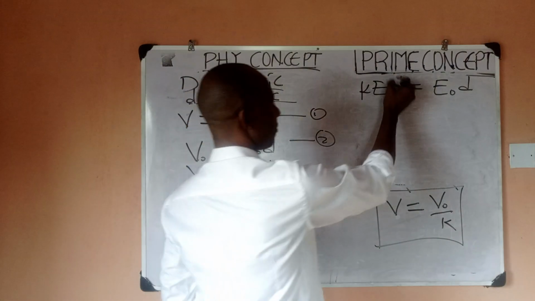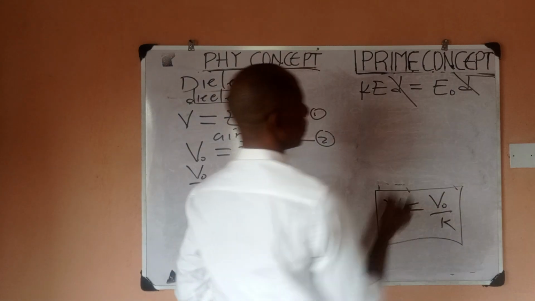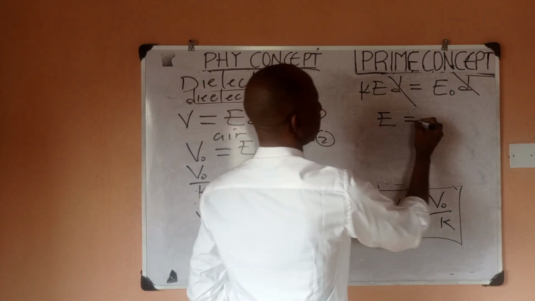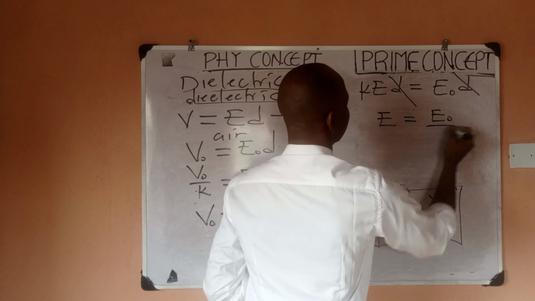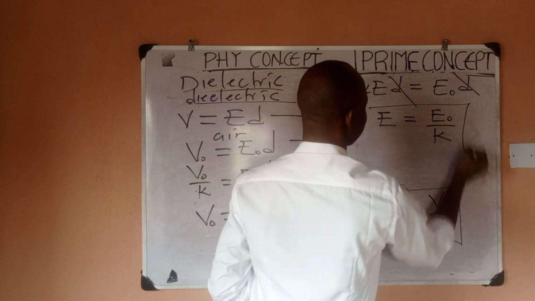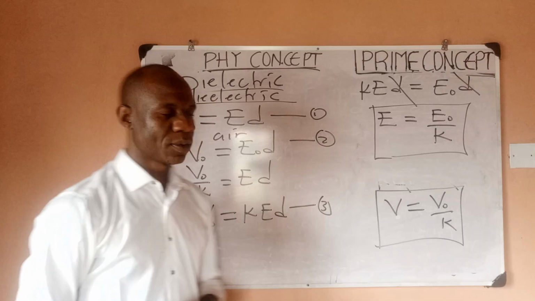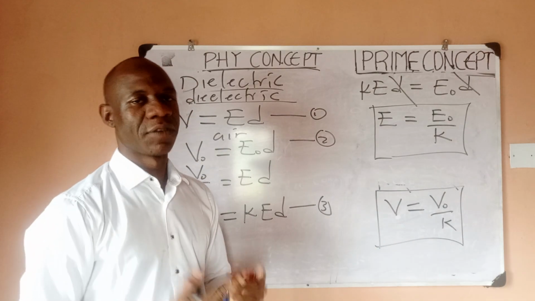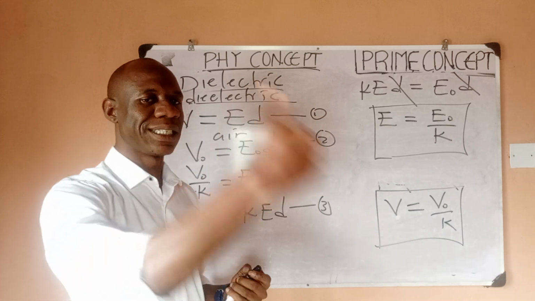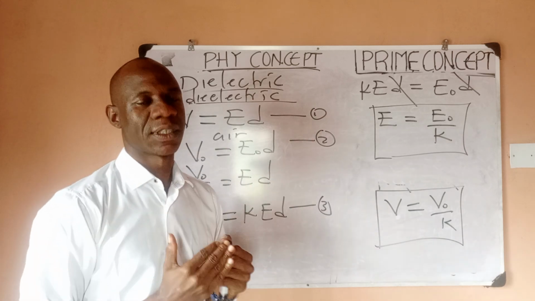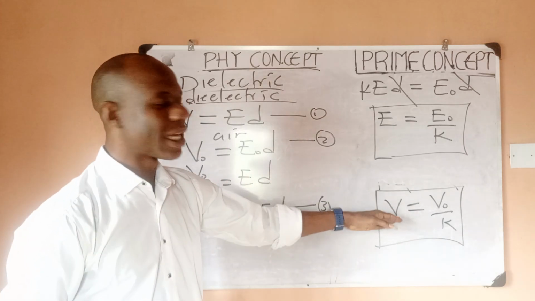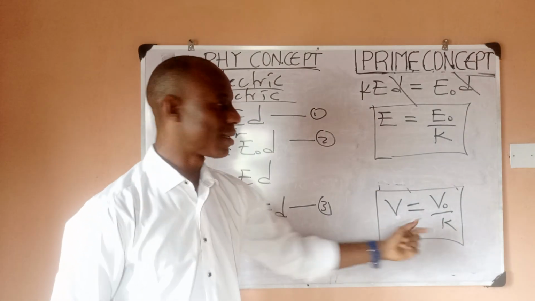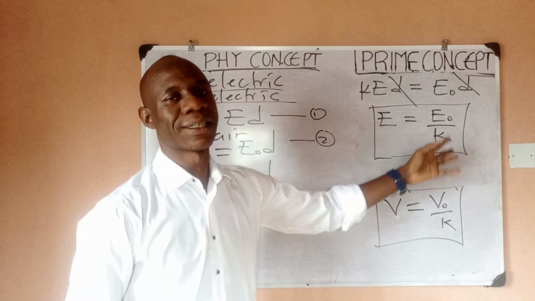So what are you observing from this relationship? You would also observe that D would fizzle out. And if I make E the subject, I would have that E becomes E naught divided by what? K. So this is our third relationship, right? So what this means is that the capacitance of a parallel plate capacitor will increase by a dielectric constant K. The potential difference will be decreased, right? When there is dielectric, the electric field would also be decreased.